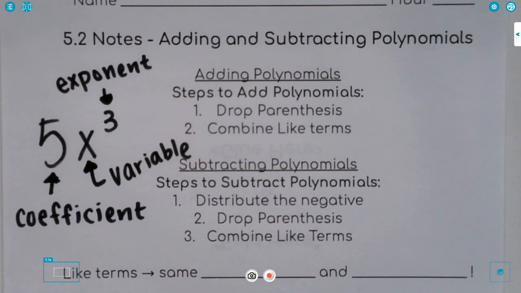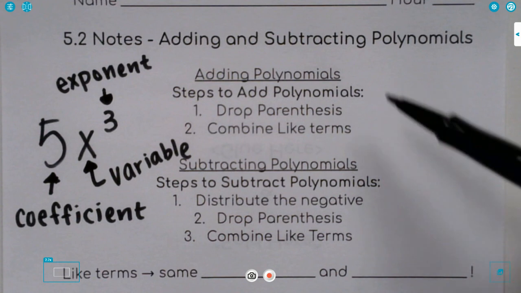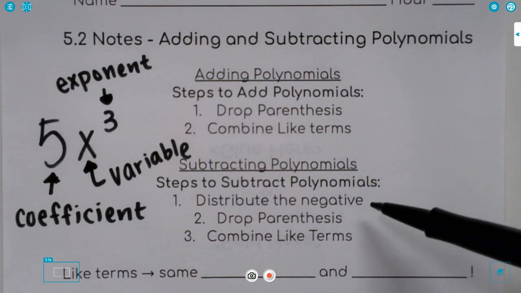Hey, any questions? All right, so we've got a list here of steps on how to add. We've got a list here on steps on how to subtract. They're basically the same. We've got one extra step for subtracting.